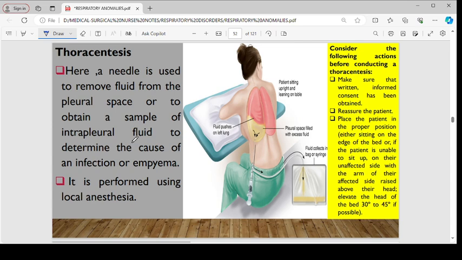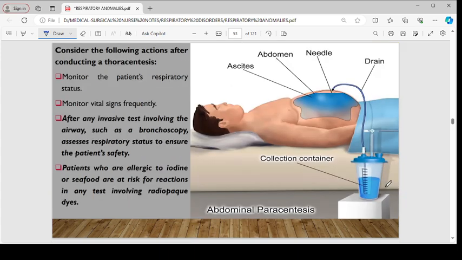Thoracentesis is another test. So here a needle is used to remove fluid from the pleural space, or to obtain a sample of intrapleural fluid to determine the cause of an infection or empyema. It is performed using local anesthesia. So just make sure the consent is there, reassure the patient, and try to position the patient in the best position possible for us to have the maximum results.